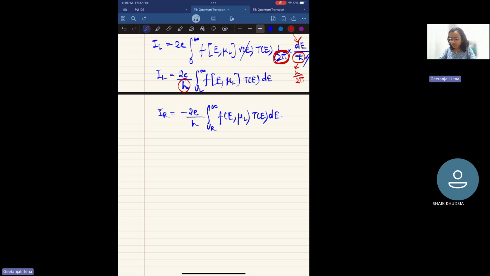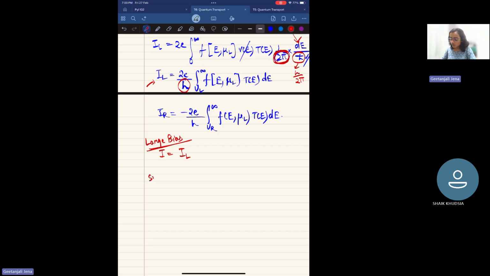So for the large bias, what will happen is that when the bias is large, there won't be any backward propagating wave. So you can write the current will be equal to I_L. Whatever expression we have here, for large bias we have the same expression. That means there is no voltage, there is no relation like V is IR. So there is no ohmic relation here for the large bias case.